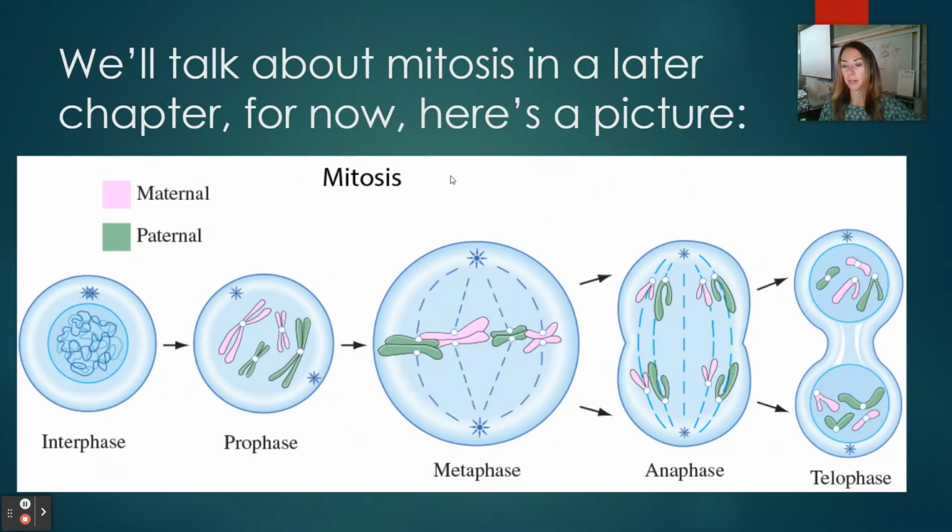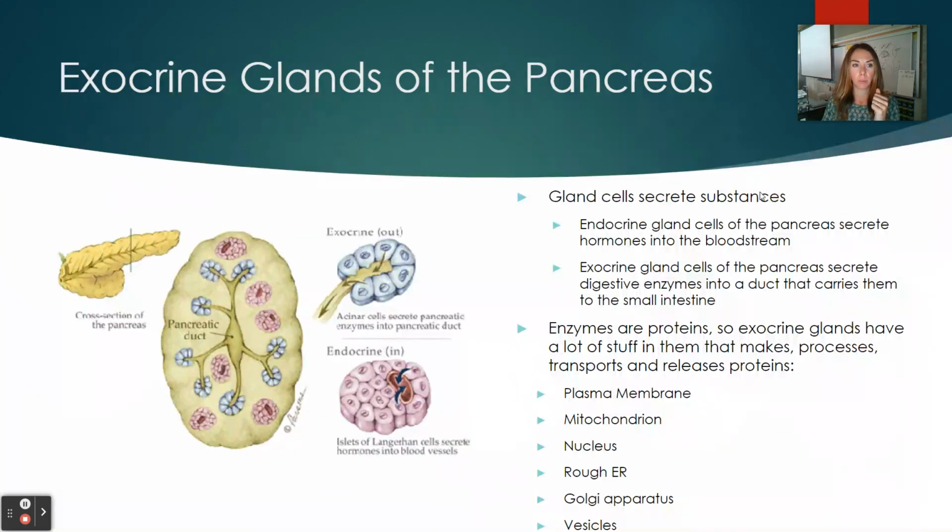Do not write this down, I'm just going to show this to you. So this is interphase, prophase, metaphase, anaphase, and telophase. Looking at how the chromosomes, kind of simply, double, divide, split apart, and you get into those two different cells here. We'll talk about that later in the year when we look at mitosis and meiosis.